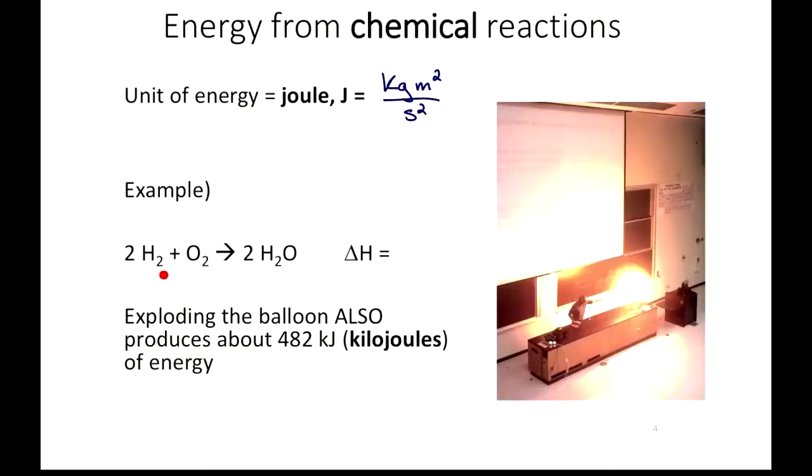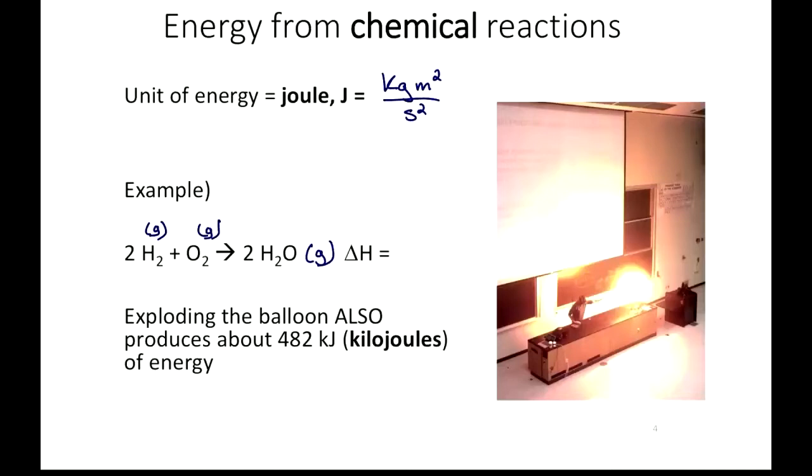And so the example here for the hydrogen balloon, we combined 2 moles of hydrogen with 1 mole of oxygen gas to produce 2 moles of water. And all of these are in the gas phase. I guess I forgot to mention that. And so the idea here is that this reaction produced a lot of energy, and I even say how much. As written here, this reaction produces 482 kilojoules of energy.